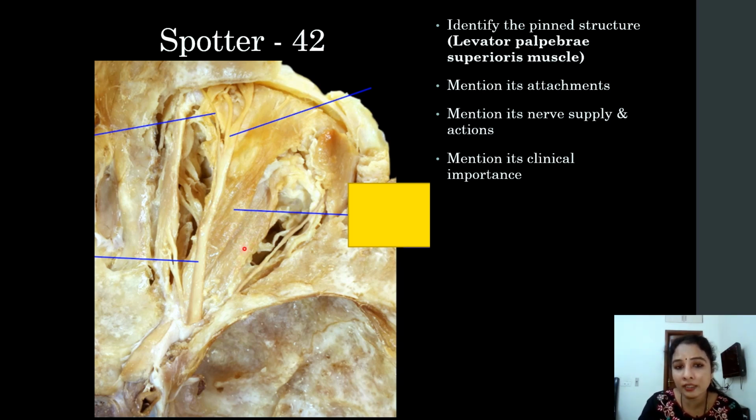Beneath this muscle we can see this is the superior rectus. This is the superior rectus. This is the levator palpebrae superioris. And here we can see the superior oblique also. See here, this is the superior oblique. We can see it is taking a turn here and going deeper. This is the fibrocartilaginous pulley where the superior oblique muscle takes a turn, and we can see the lacrimal gland as well. This is the lacrimal gland present within the orbit.